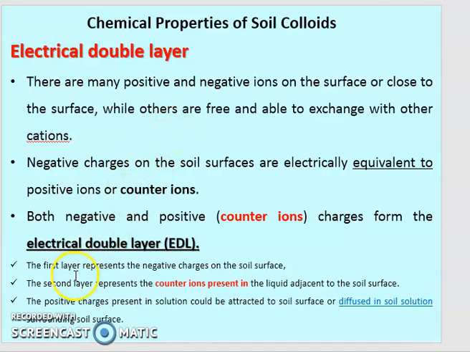The first two opposite layers: the first layer represents the negative charge on the soil surface. The second layer represents the counter ion present in the liquid adjacent to the soil surface. So you have two layers, positive and negative. Negative on the solid phase, and positive equivalent to the negative charge.